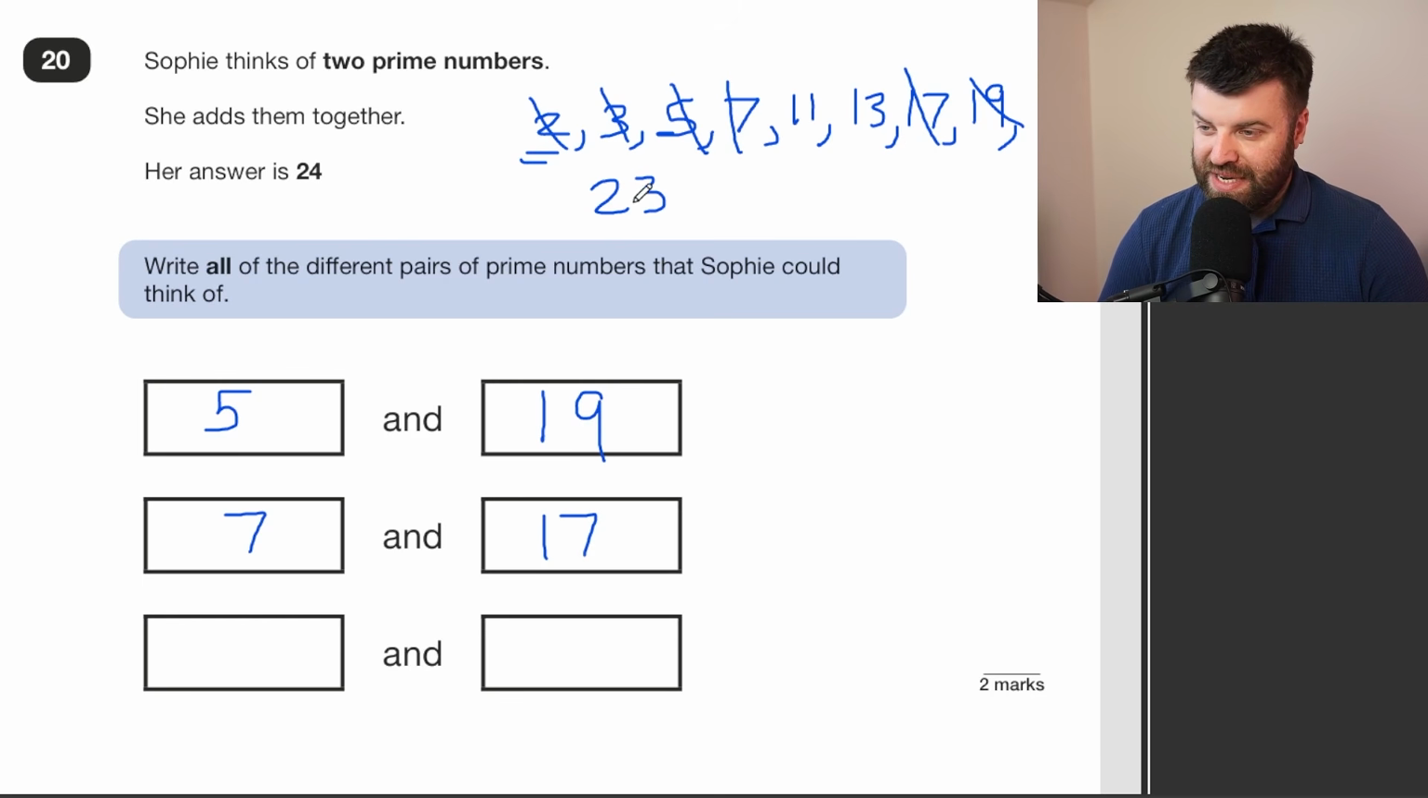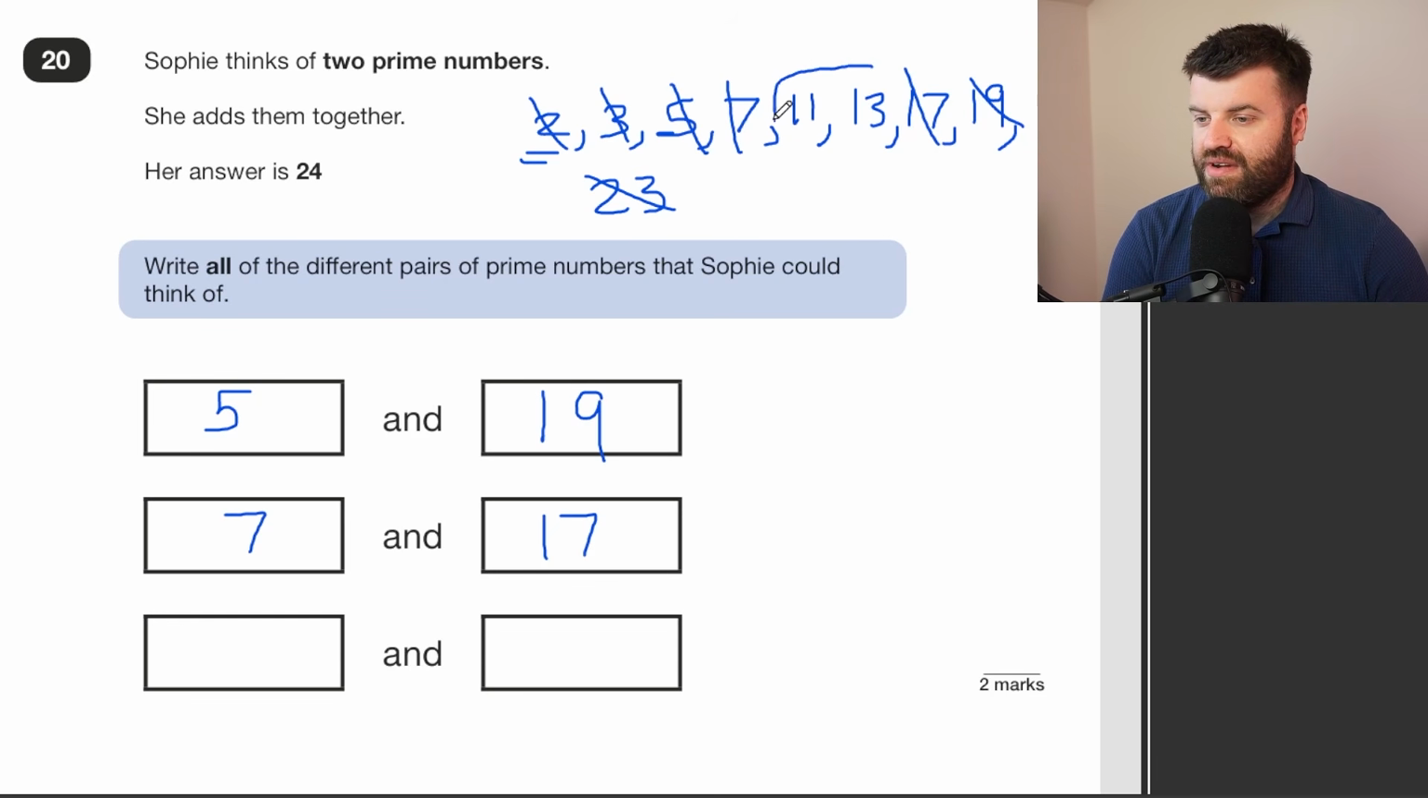It can't be 23, because we need 1, and we know 1 is not prime. This is a classic trick. A lot of children would have put 23 on 1, thinking 1 is a prime number, but it isn't prime. To be a prime number, you need exactly 2 factors, and 1 only has 1 factor.